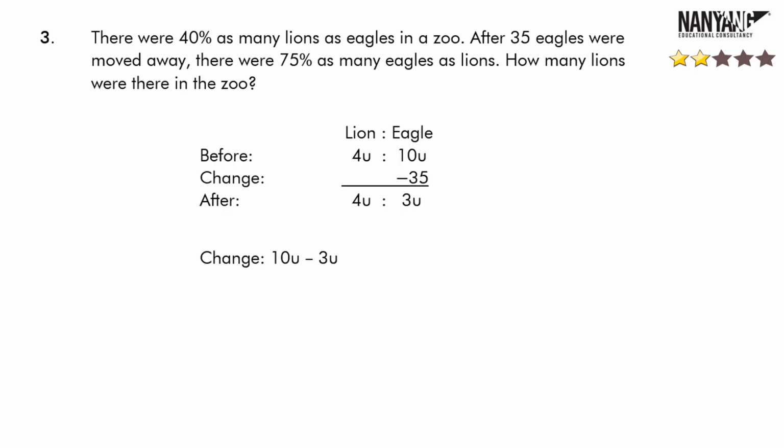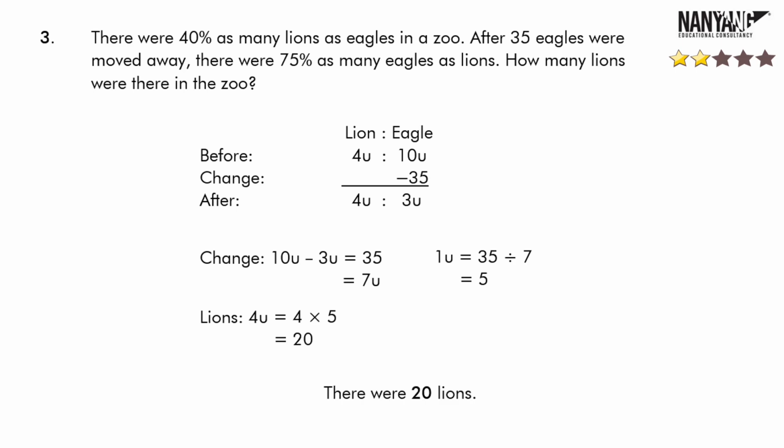Now with this table, we can look at our change. For the eagles, it's 10 units minus 3 units equals to 35 eagles, as the question tells us. This is also 7 units. With that, we can find out that 1 unit equals to 35 divided by 7, 5. Now we can solve the question. How many lions were there in the zoo? That's 4 units, as our table says. So we take 4 times 5 equals to 20. So that's our answer. There were 20 lions. Did you get it?